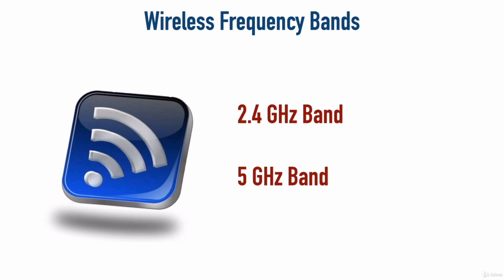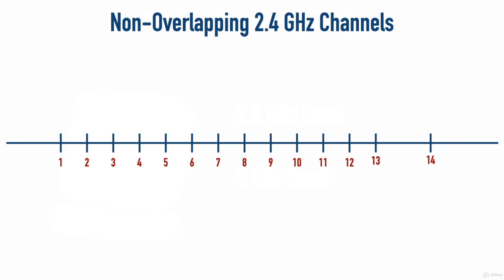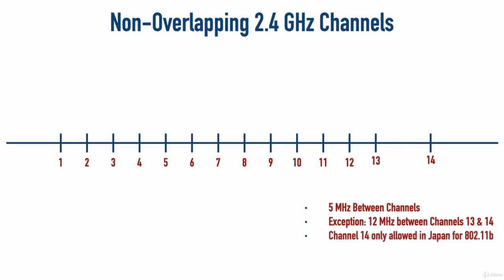First, let's consider the 2.4 gigahertz band. Now, technically, we have 14 different channels. And for channels 1 through 13, we have 5 megahertz between each channel. The exception is between channels 13 and 14, there's 12 megahertz. By the way, channel 14, you will probably never use it. If you use it, then two things are probably true. Number one, you're in Japan, and number two, you're using the very old IEEE 802.11b standard. So you'll probably not be running into channel 14.